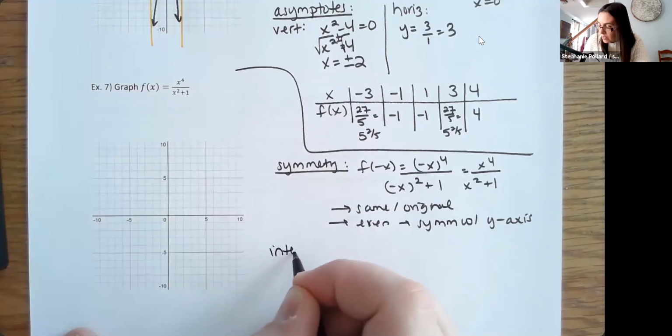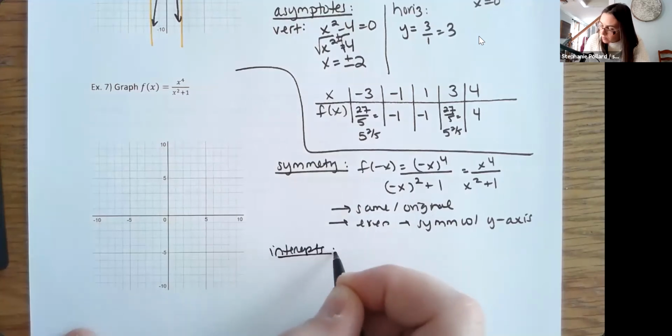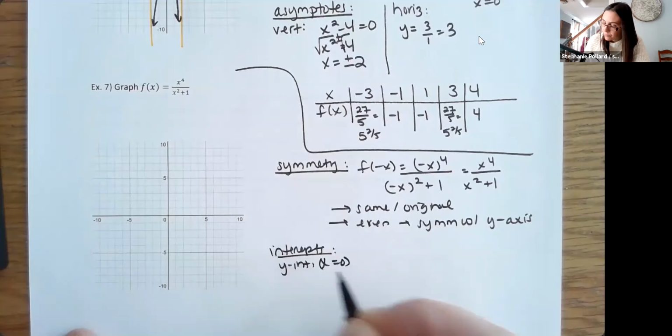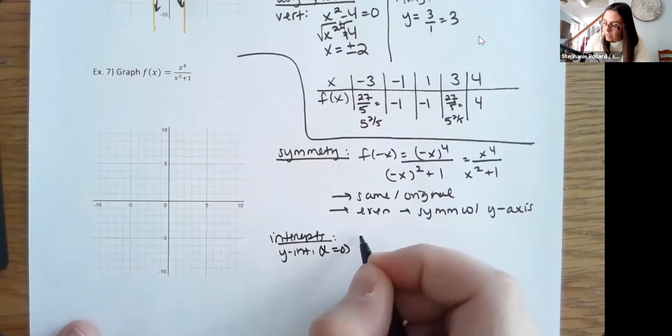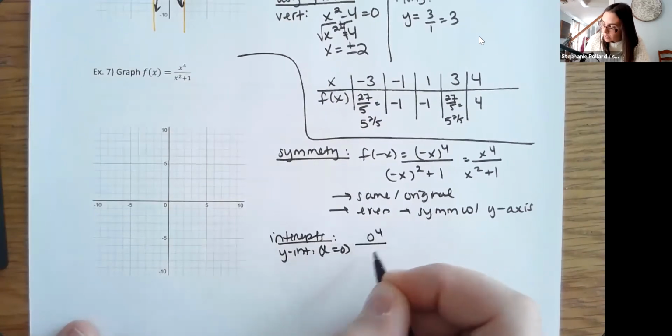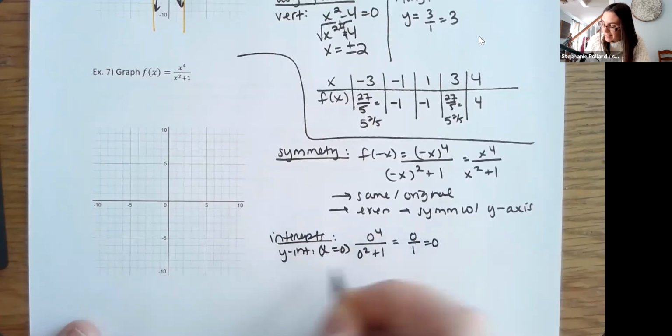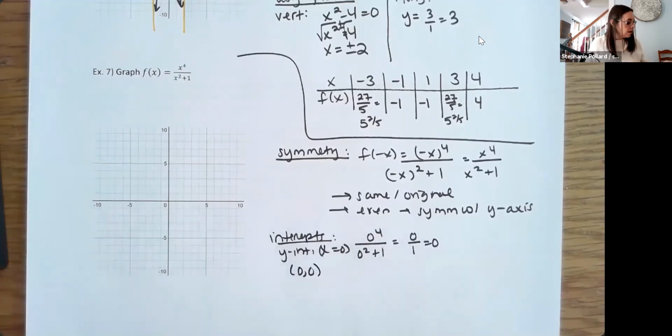I'm going to look for those key points, those intercepts. So my y-intercept is when I plug in x equals 0. So I would have 0 to the 4th over 0 squared plus 1. Well, that's just 0 over 1, which is 0. So I get that same kind of intercept again here of 0, 0.